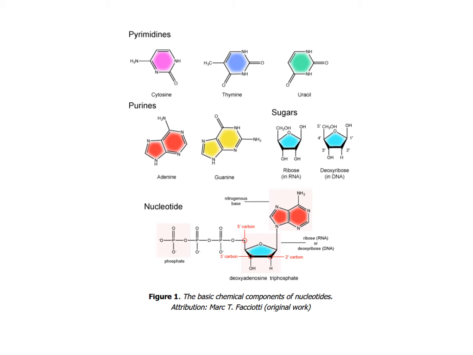And also RNA utilizes uridine, a uracil-containing nucleotide, as opposed to thymidine in DNA. So note that uracil and thymine are structurally very similar. Uracil just lacks the methyl, which is the CH3 functional group, compared to thymine.